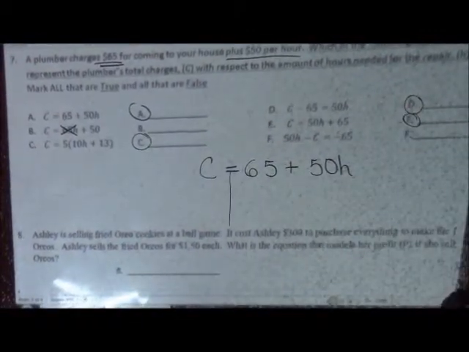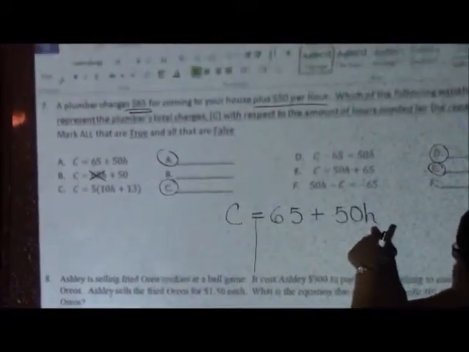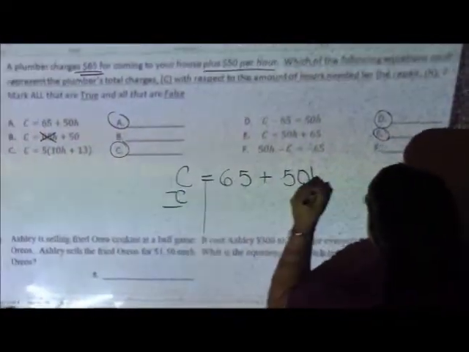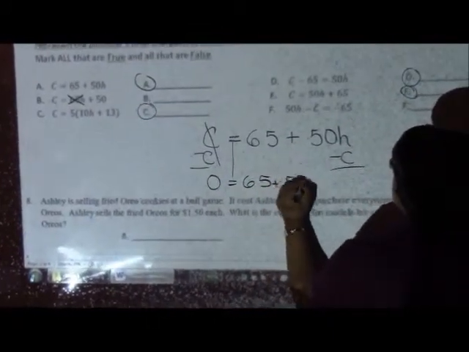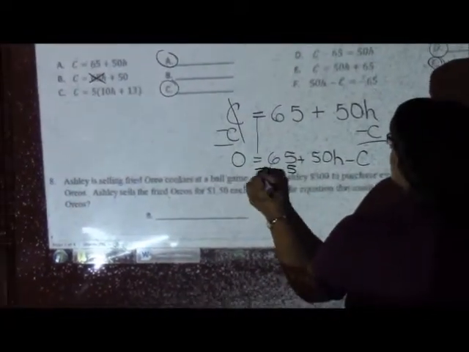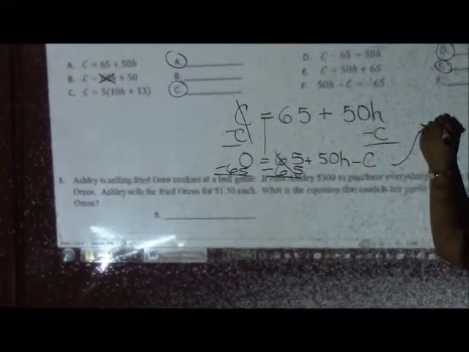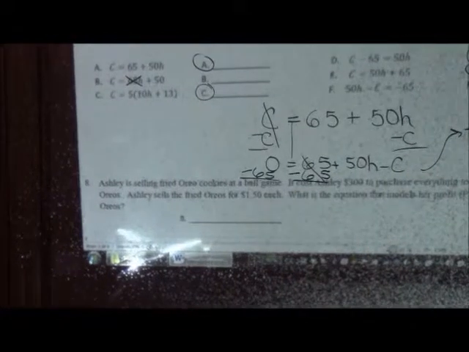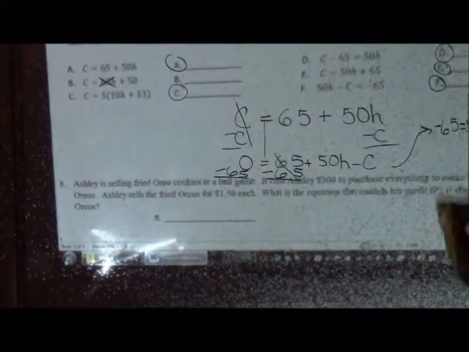E is good. Now 50H minus C. Let's work that one out. If we were to move C, we would have 0 is equal to 65 plus 50H minus C. And then it looks like 65 got moved. So we'd have to move 65 because it's on the other side of the equal sign. That's how we know it's moved. And we get negative 65 equals 50H minus C. That's right.